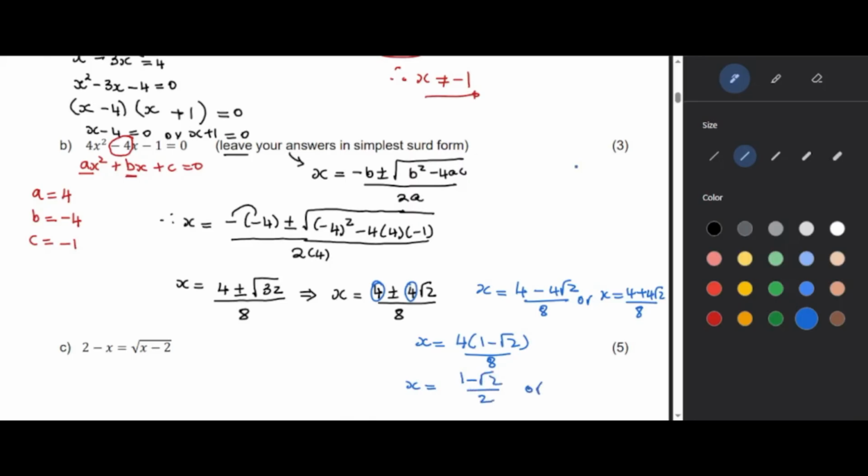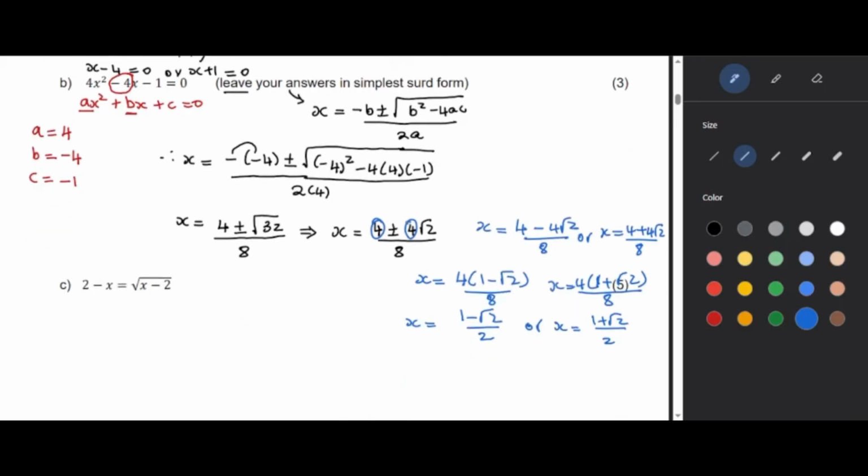And then this side will have x, 4 out as a common factor, then we are left with what? 1 plus the root 2, everything divided by 8, divide the 4 and the 8, which gives us x to be 1 plus the root 2 over 2. And I think when it's like this, it is in the simplest form.